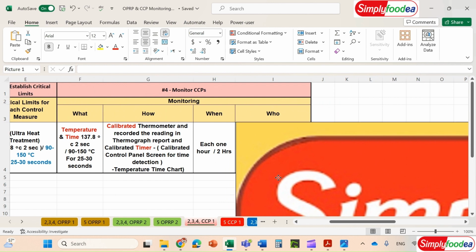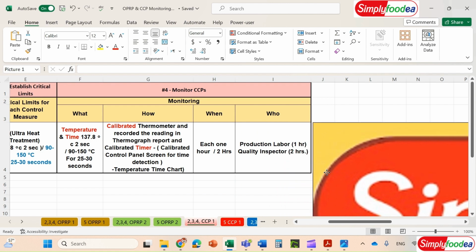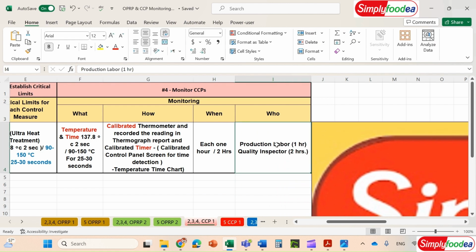When am I monitoring? I've answered this question before: either each 1 hour or each 2 hours. Who will monitor? The production labor each 1 hour and the quality inspector each 2 hours, or according to the agreed HACCP plan team, because it's not a decision of one person, it's a decision of the HACCP plan team members.